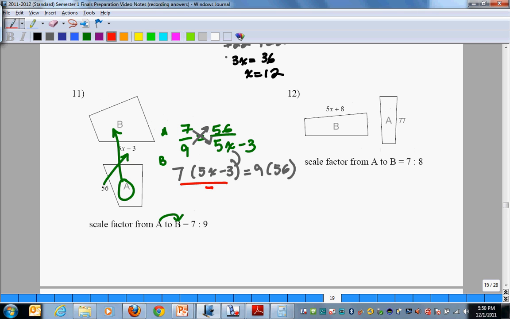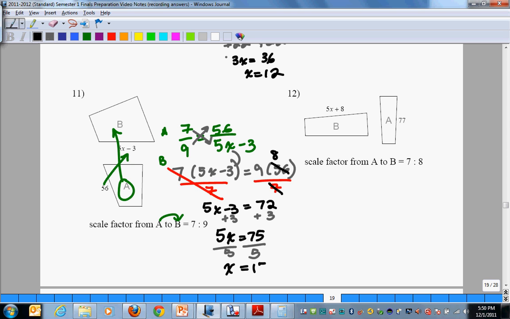Divide both sides by 7. 5x minus 3. 7 goes into 56 8 times. 8 times 9 is 72. Plus 3, plus 3. I have 5x equals 75. Divide by 5. And we get x equals 15.